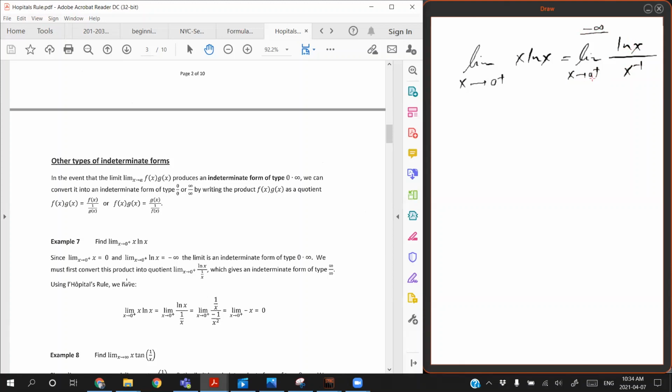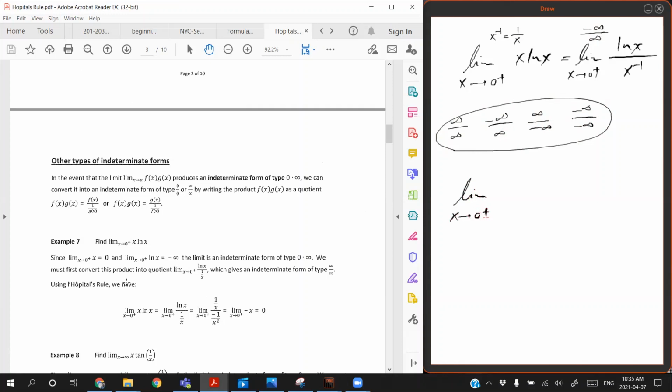And as x approaches 0 plus, 1 over x, because x to the -1 is the same as 1 over x, approaches infinity. So that means I can use L'Hopital's rule. By the way, for L'Hopital's rule, you can have infinity over infinity, minus infinity over infinity, infinity over minus infinity, or minus infinity over minus infinity. All of them are good for L'Hopital's rule. And in this case, I have minus infinity over infinity. So let's use L'Hopital's rule.